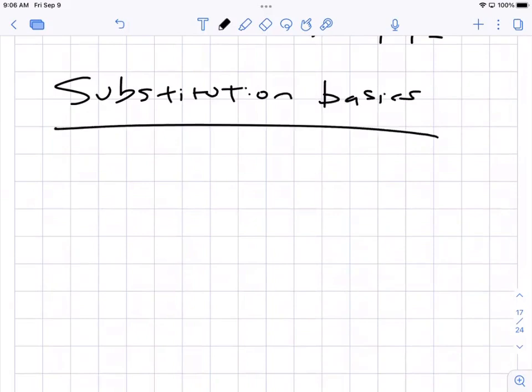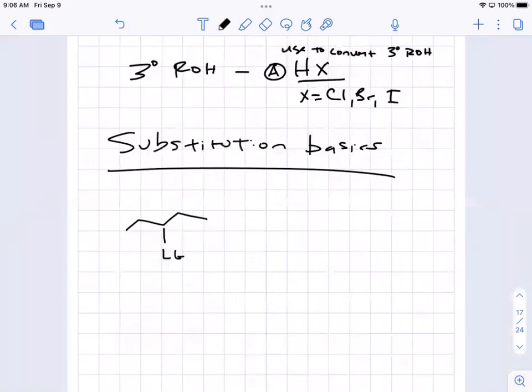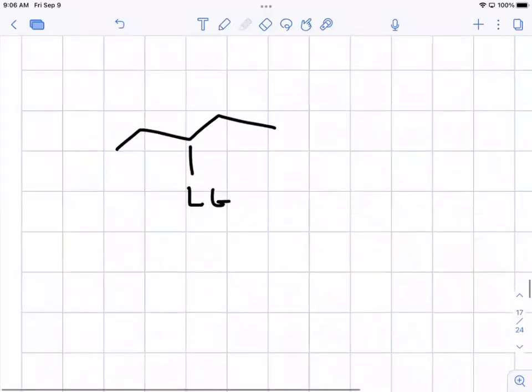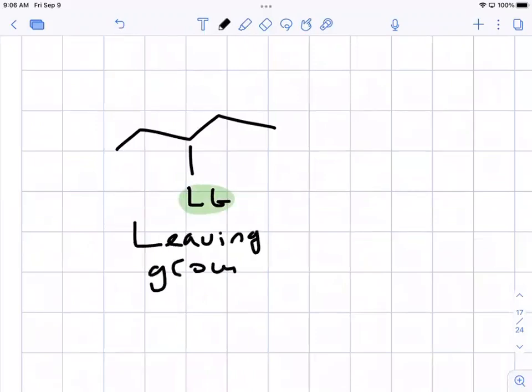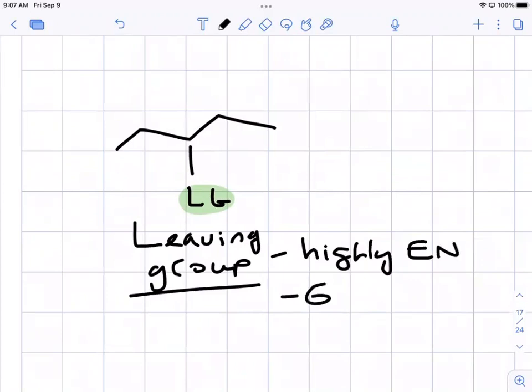Right, so in a substitution, I'll just keep using the same. There are some basic things that we need to understand about that going forward. The first thing is that the substitution always involves what we call a leaving group. The leaving group is usually highly electronegative, and it's usually a good conjugate base.